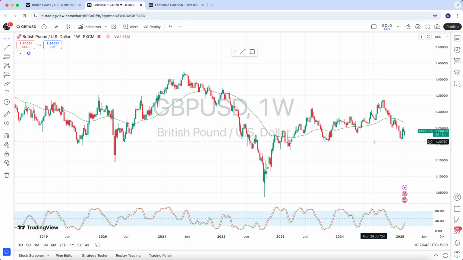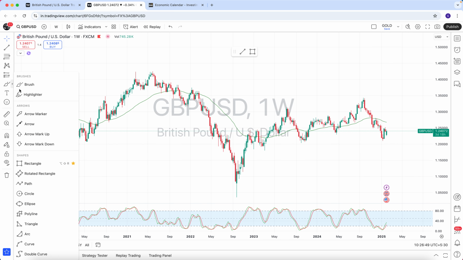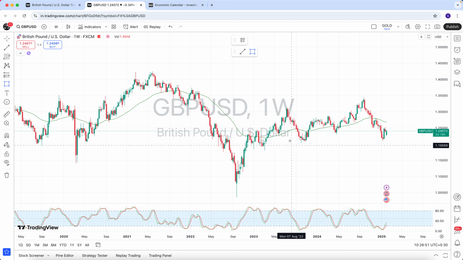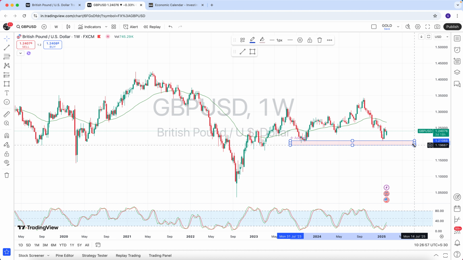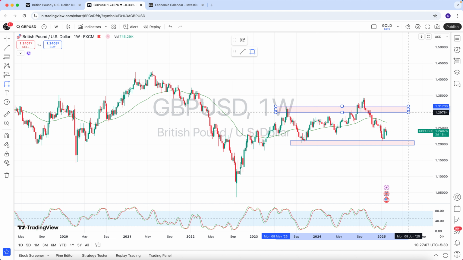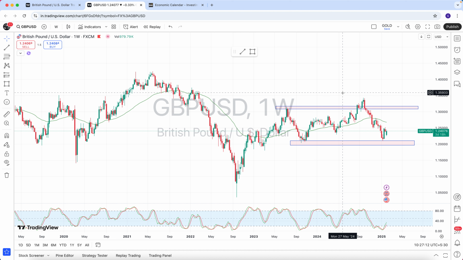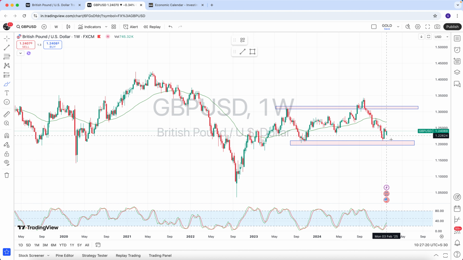Once you get into the weekly time frame, check what the support points are and what the resistance zone is. For that I will simply mark a zone. This was the resistance zone. And on the weekly time frame, this is the support zone.